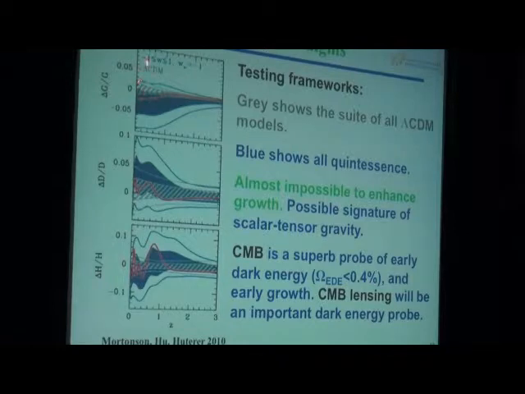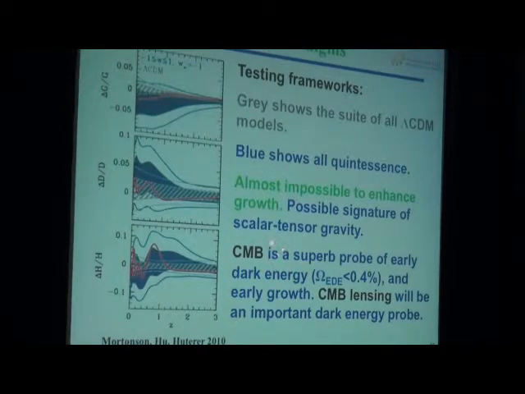And in particular, growth, it's almost impossible to enhance growth within these theories. Growth is almost always suppressed toward the negative end. Distances tend to be increased. Hubble parameters can sort of go both ways. And so if we actually did detect an enhancement of growth, then I would say you falsify these entire classes of theories. You have to get a different class of theories that enhances growth, such as scalar tensor gravity. Of course, what we saw in the observations is that we are actually possibly seeing a suppression of growth. And so then there's no particular signature of modified gravity. You could do it all with quintessence.